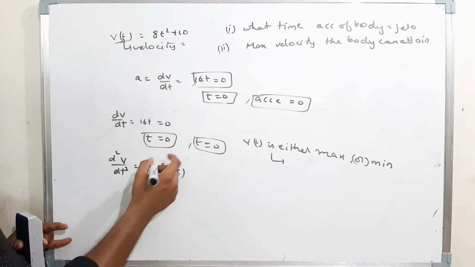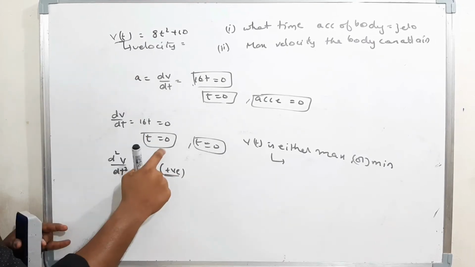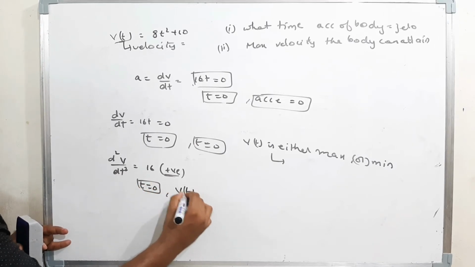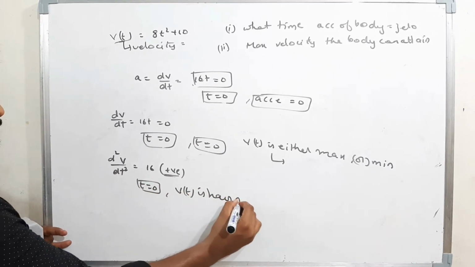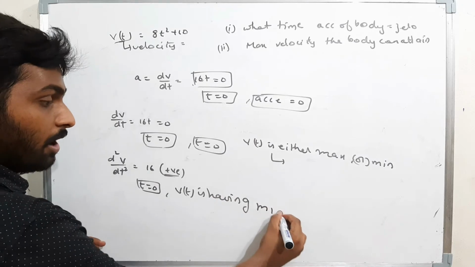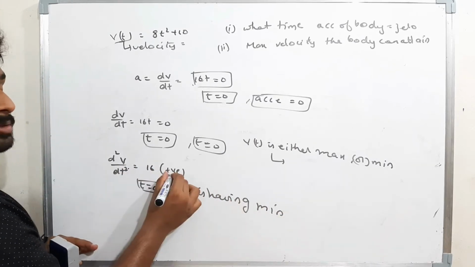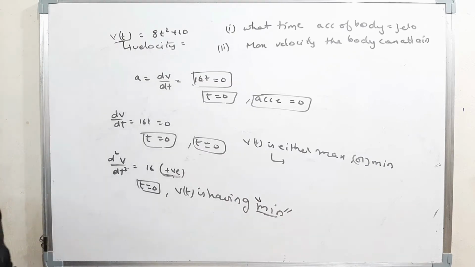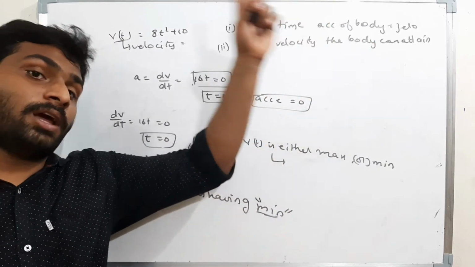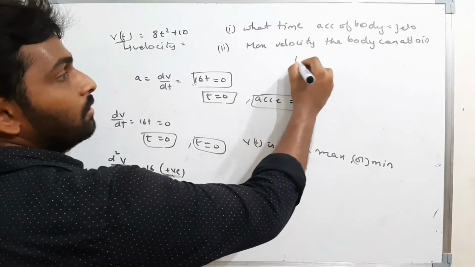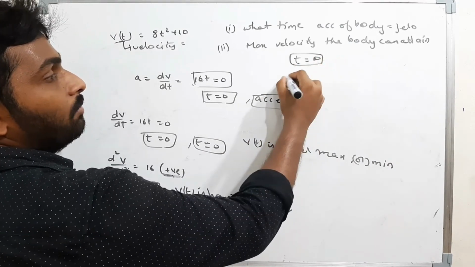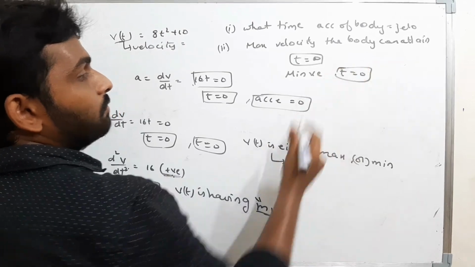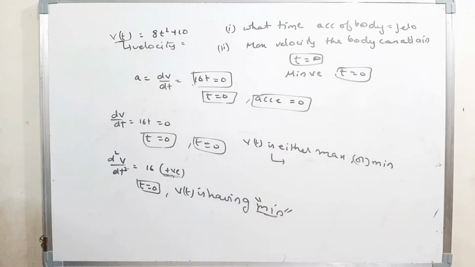That means whatever be the time, at this time, that is the time t is equal to 0, v of t is having minimum value. If double differentiation is positive, then that means it is having minimum value. The maximum velocity will be attained at time t is equal to infinity, and the minimum velocity is attained at time t is equal to 0. Please remember this. Okay.